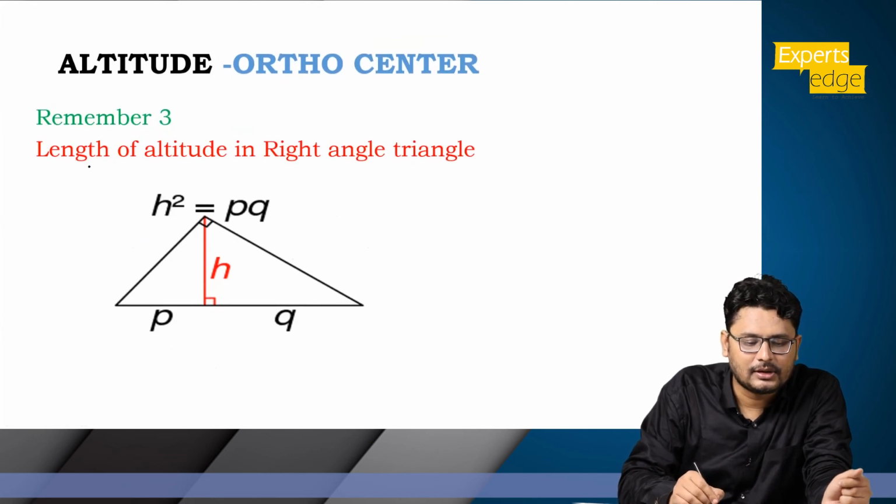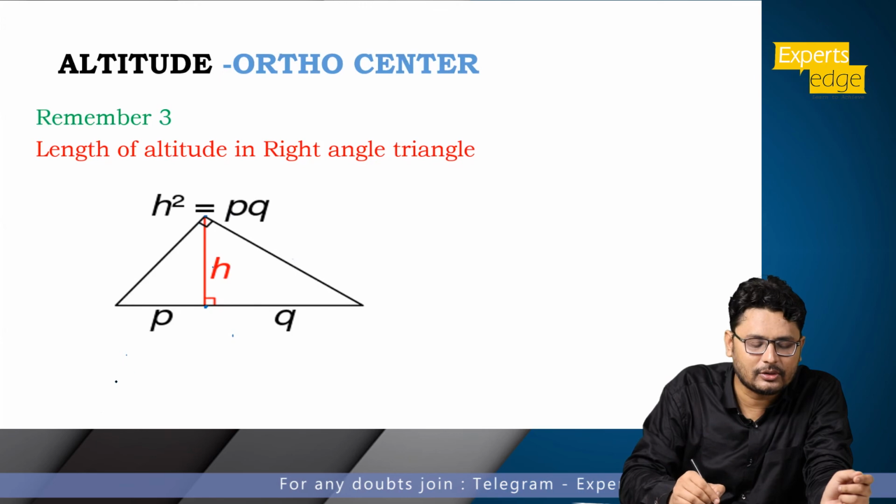Also remember the length of the altitude का रिलेशन. अब तक का क्या था? हाइट का हमको फॉर्मूला निकाला था हमने कि कैसे आता है वो. एक रिलेशन ये भी है that height square is equal to p into q. ठीक है, उस लॉजिक से भी आप ला सकते हो अगर p और q दिया हो तो.